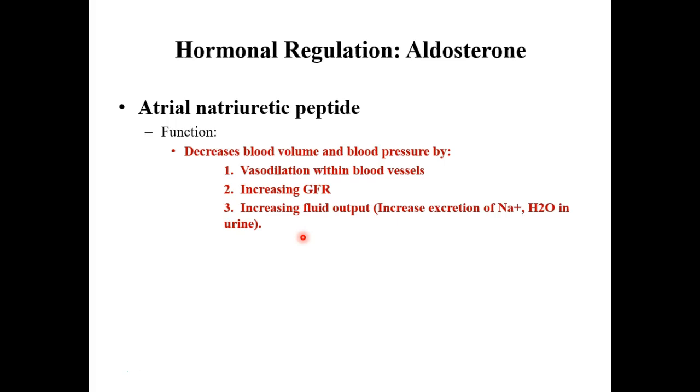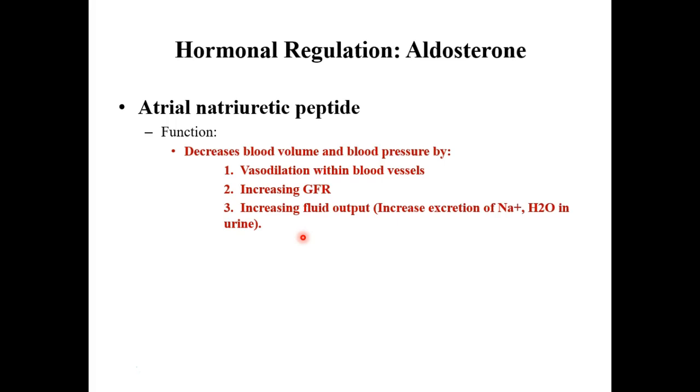One way ANP decreases blood volume and blood pressure is by vasodilation. When we open up a blood vessel or increase the diameter of the blood vessel, we can help decrease the blood pressure going through those blood vessels. Another way to decrease blood volume and blood pressure is to increase your glomerular filtration rate. The more we filter out in the glomerulus, the more water comes out of our blood and ultimately gets into urine and out to the exterior. So by increasing your glomerular filtration rate, I can decrease my blood volume and blood pressure.